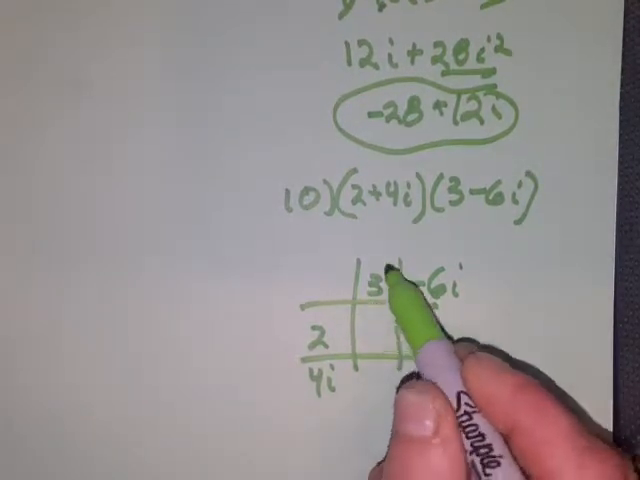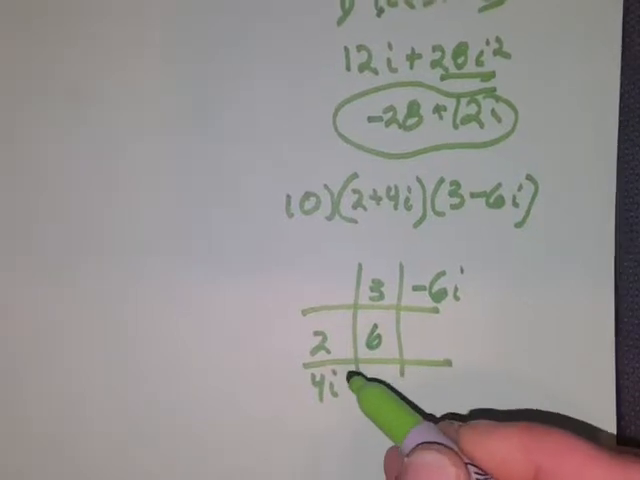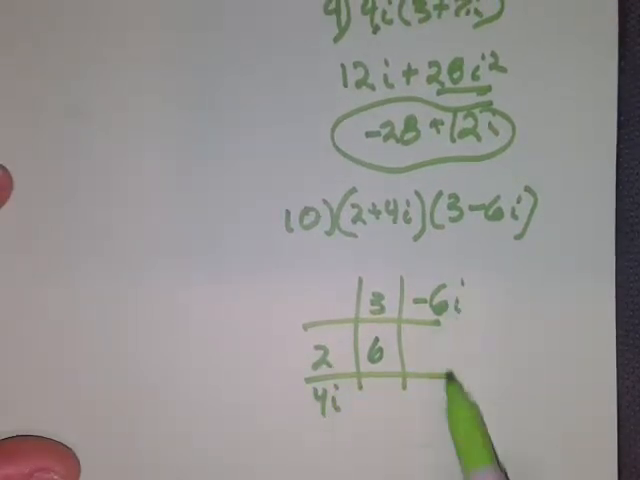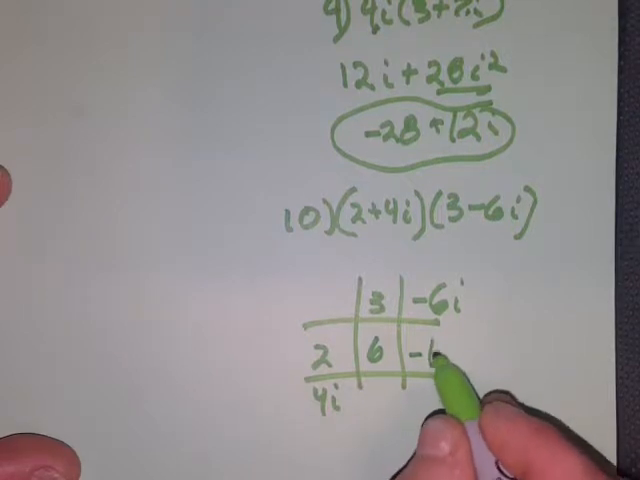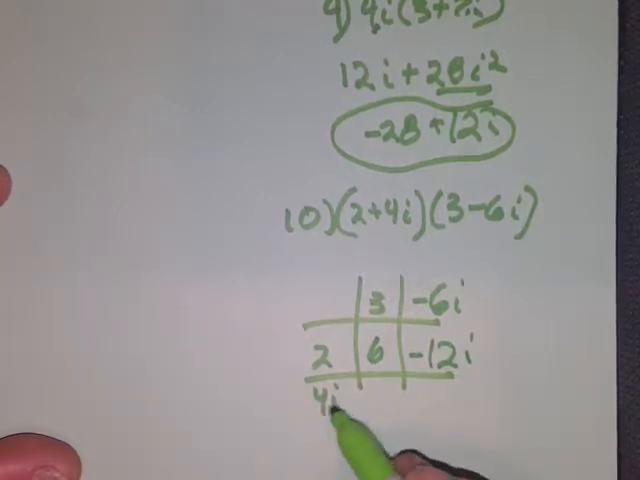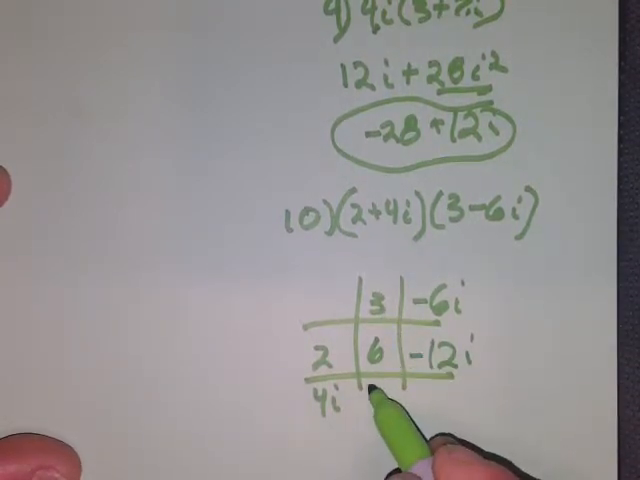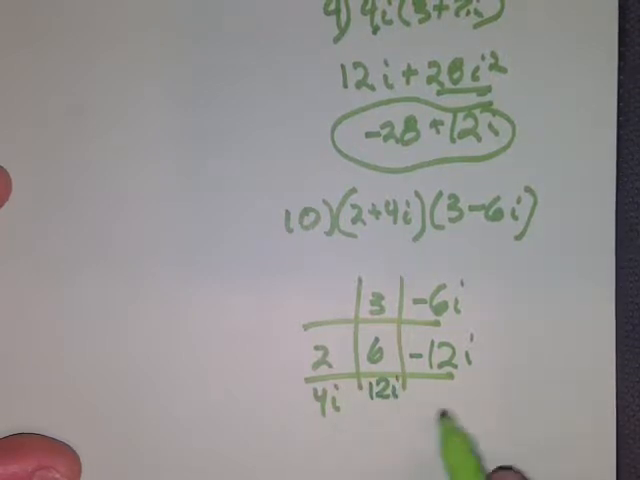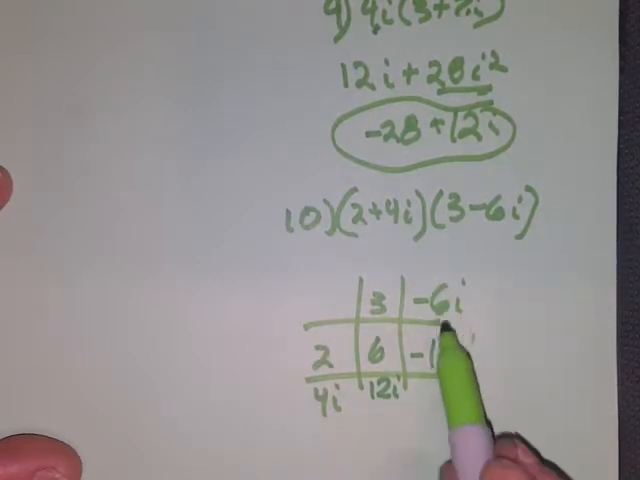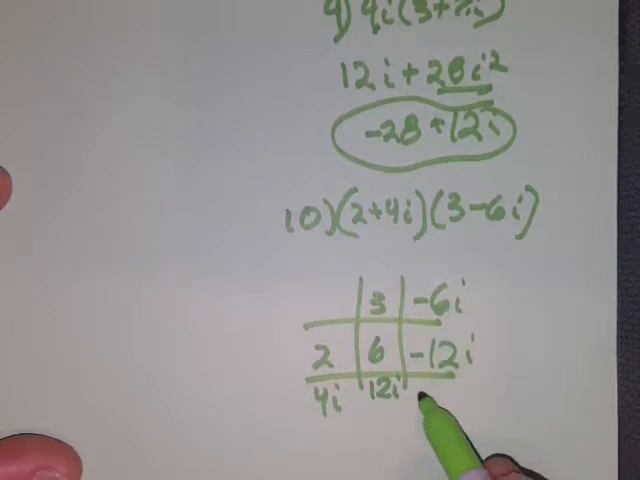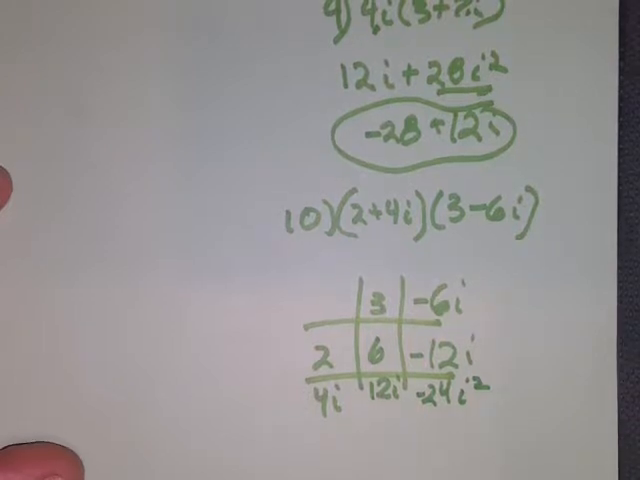Okay, 2 times 3, that's going to be 6. We have 2 times negative 6i. It's negative 12i. We have 4i times 3. That's going to be positive 12i. And then we have 4i times negative 6i. 4 times negative 6 is a negative 24. i times i is i squared. So in this box, I like to go ahead and adjust this term that contains the i squared. The negative 24i squared is really positive 24.